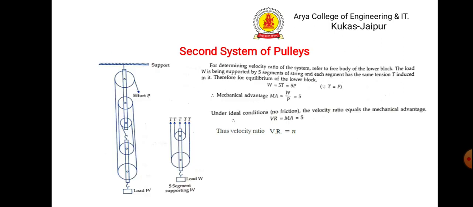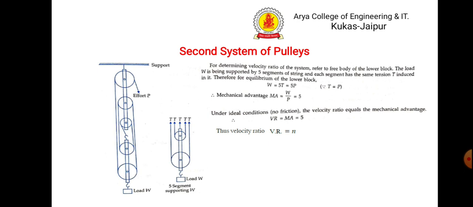So suppose we are taking one condition that the number of pulleys on the upper block and the lower block are different. So in this, there are two pulleys in the lower block. So according to the figure under equilibrium condition, W will be equal to 5T, or I can write it is equal to 5P because the rope tension T is same and effort P equals T. So mechanical advantage will be W by P, it is 5.